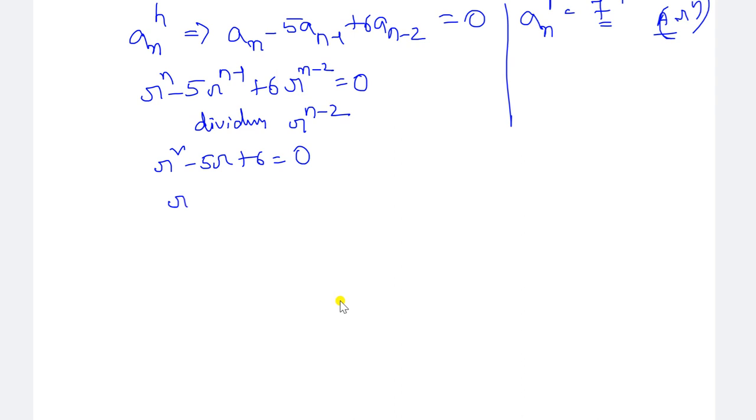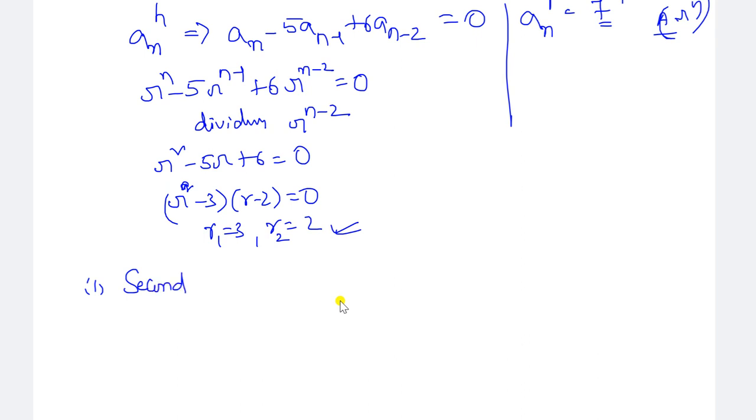So, can we write (r − 3)(r − 2) = 0? Directly I write here, but better you do it step by step. r = 3 and r = 2. R1 and R2 values: R1 = 3 and R2 = 2. So, here we got distinct real roots, not repeated. So, this is a second order homogeneous recurrence relation, and that too with distinct real roots.